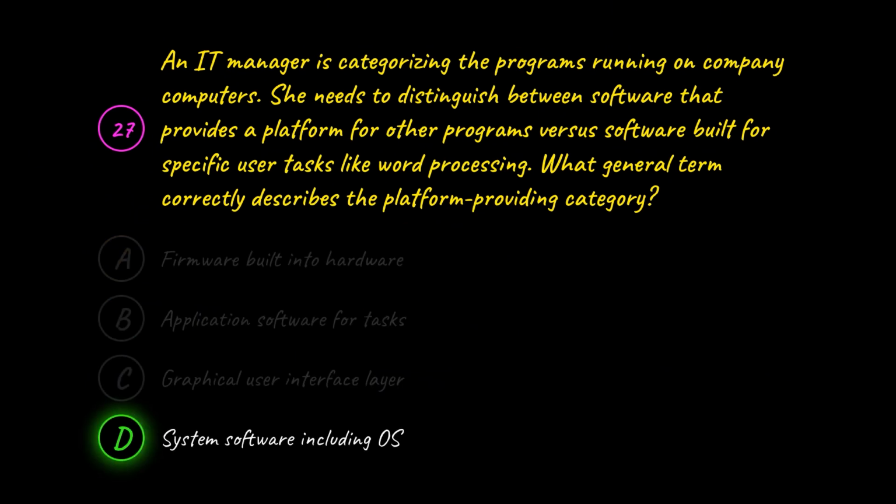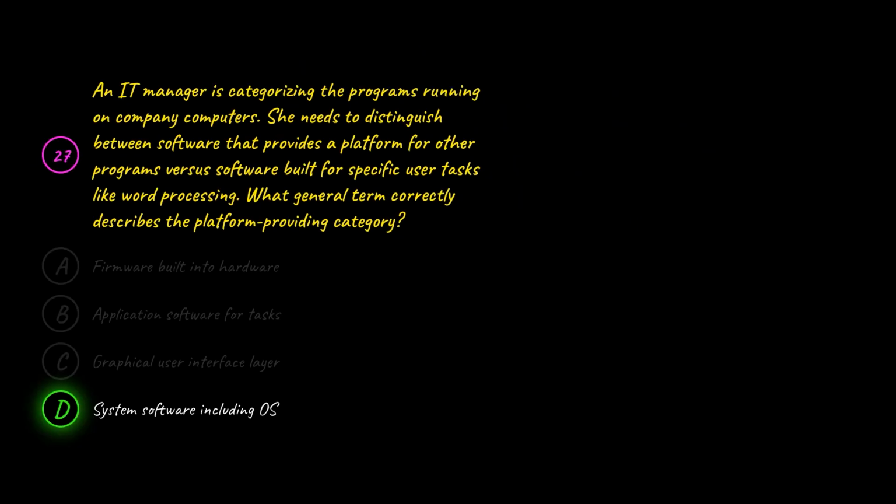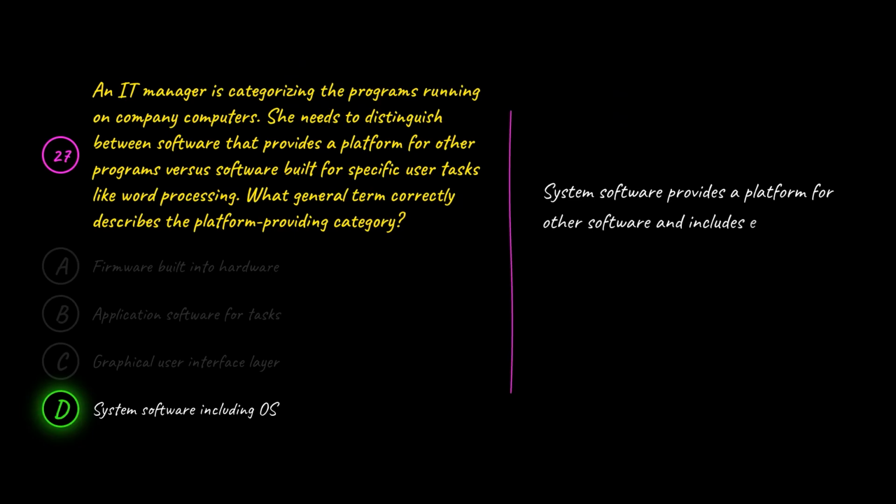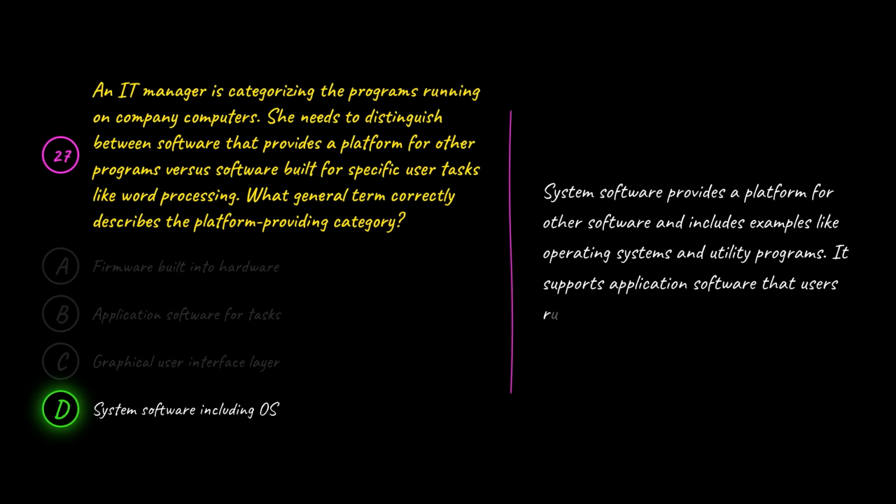The correct answer is D. System software including OS. D is correct because system software provides a platform for other software and includes examples like operating systems and utility programs. It supports application software that users run for specific tasks like word processing or browsing.